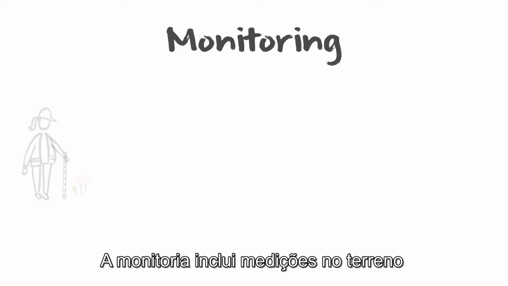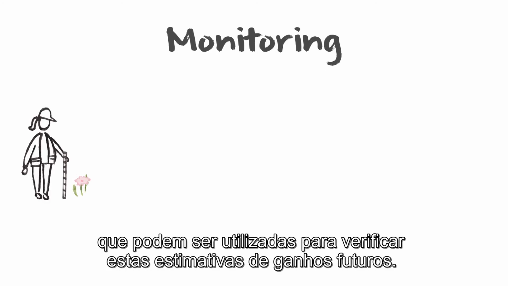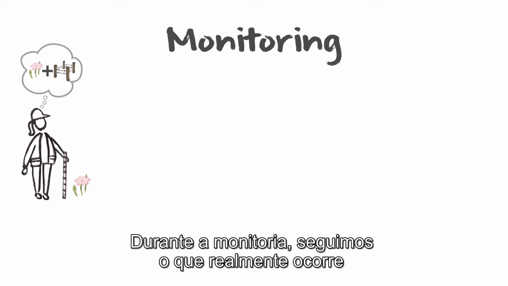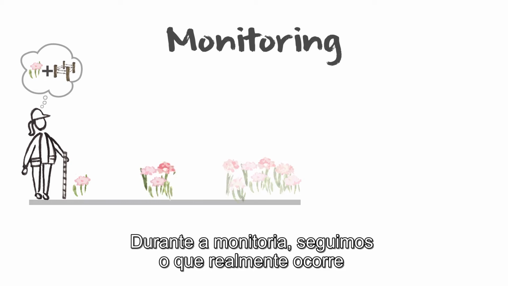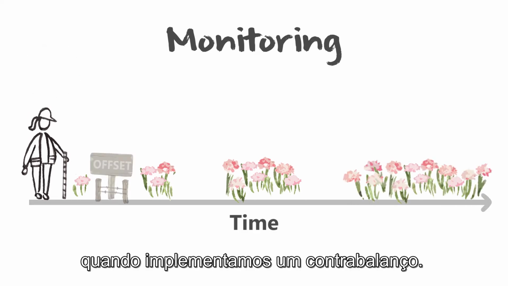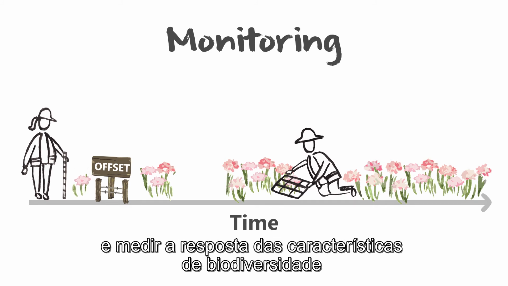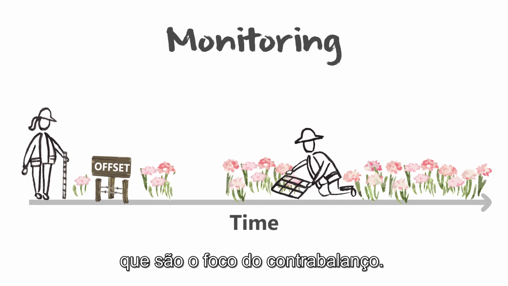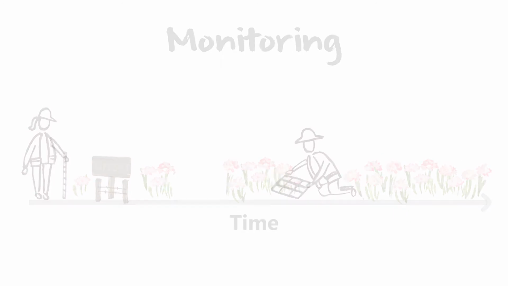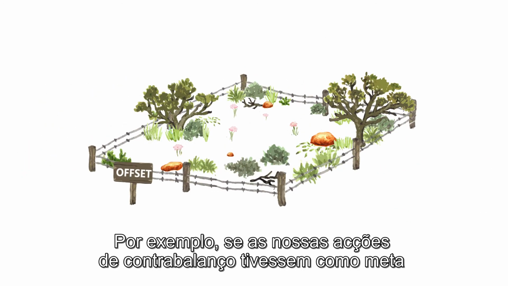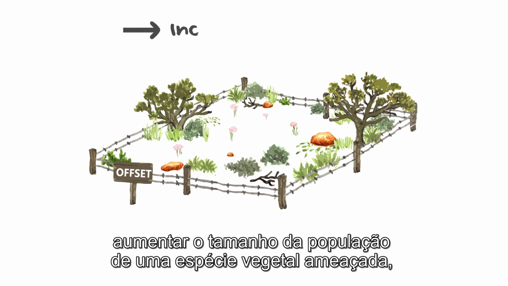Monitoring includes on-ground measurements that can be used to verify these estimates of future gains. During monitoring, we track what actually occurs once we implement an offset. This requires field visits to the offset site and measuring how the biodiversity features that are the focus of the offset are responding.